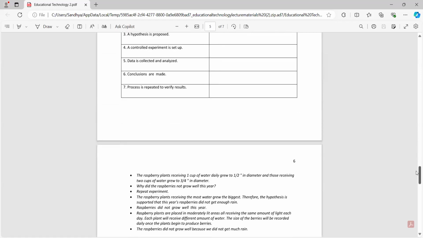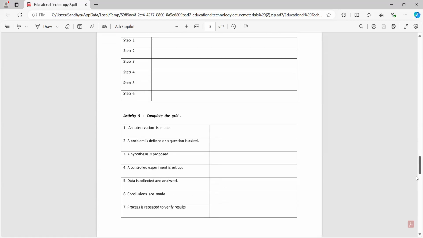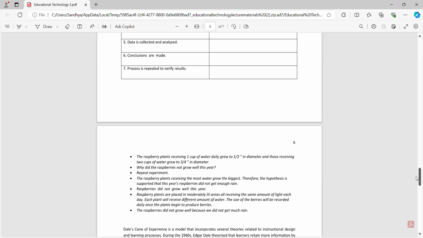Okay. What is the next one? The next one, a problem is defined or a question is asked. Why did the raspberries not grow well this year? Very good. What is the next step?